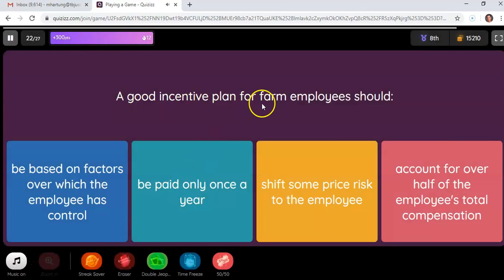A good incentive plan for farm employees should do what? An incentive plan is a plan to pay people more money for being more productive. Let's see which one makes sense. Be based on factors over which the employee has control. Definitely. Be paid only once a year? No. Shift some price risk to the employee? I don't think so. Account for over half of the employee's total compensation? Probably not a good idea. Be based on factors over which the employee has control. Yeah, that would be the best of these choices.